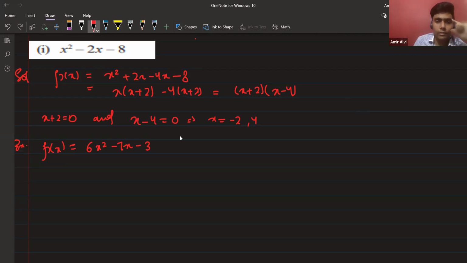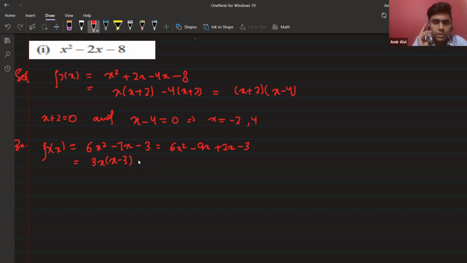Tell me, what are the factors? Basically, how did you split it? 6x squared minus 9x plus 2x minus 3. Very good. So it would become 3x(2x minus 3) and then plus 1, minus 3. Yes, Adil? Yes, x minus 3.